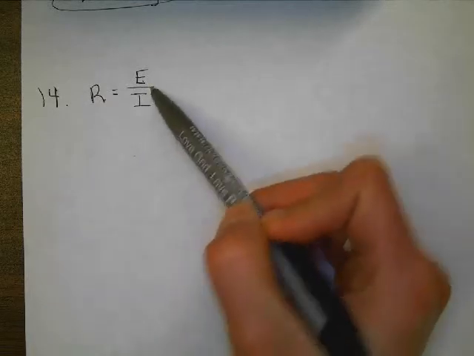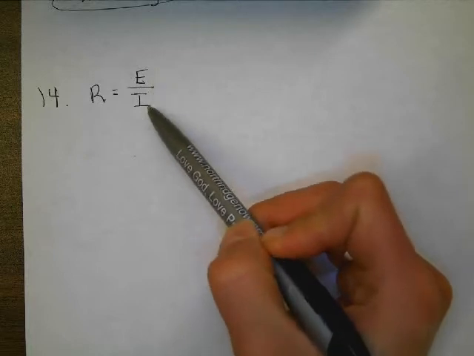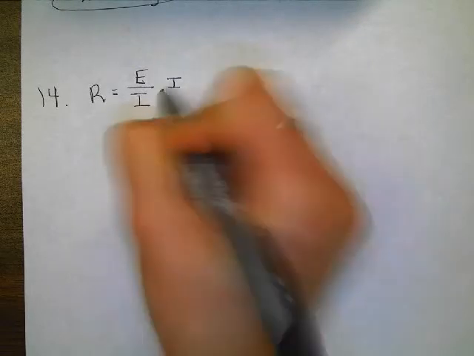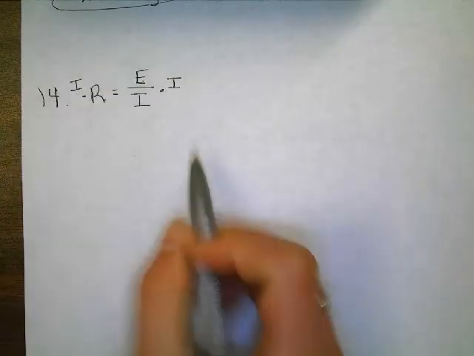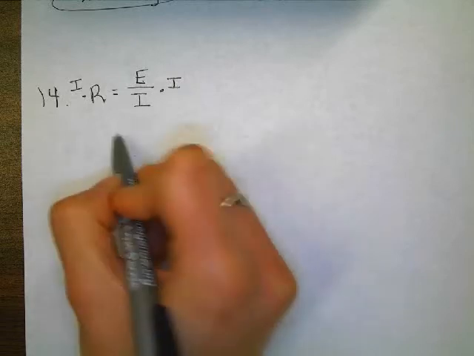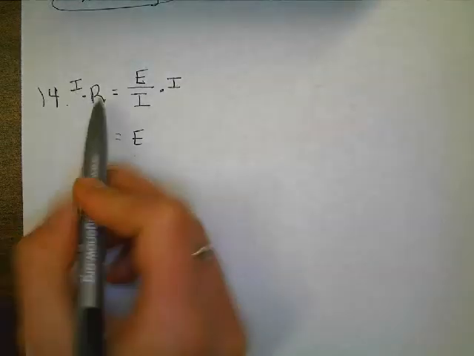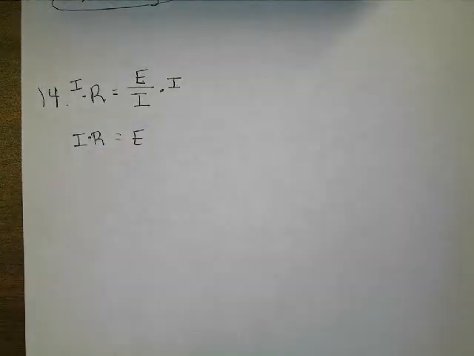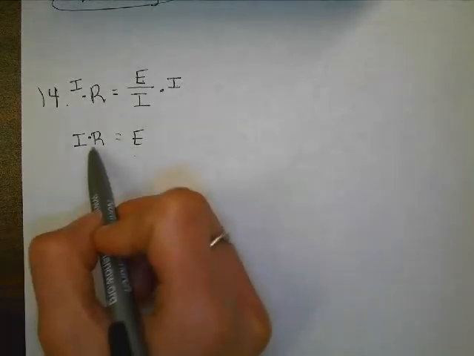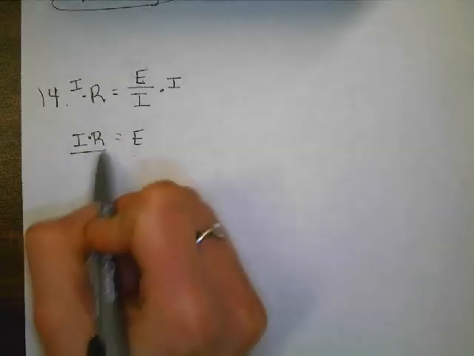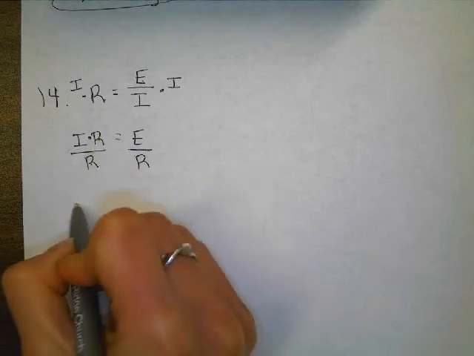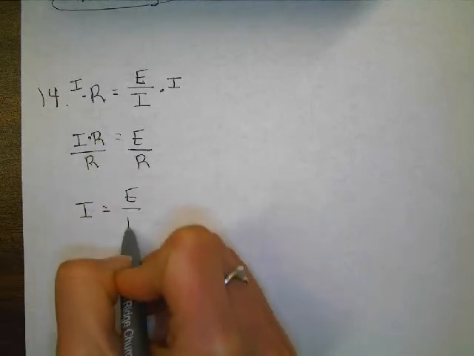So again, a fraction is just a division problem. So I have E divided by I. The inverse of division is multiplication, so I'm going to multiply both sides by I. Again, that's going to go away, so I'm just left with an E, and then I have I times R on the left here. Now I want I by itself, and I have multiplied it by R now, so in order to find the inverse of multiplication, we are going to divide by R on both sides. That goes away, so I equals E over R.